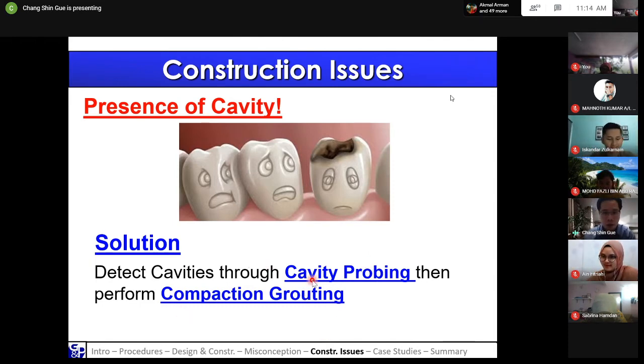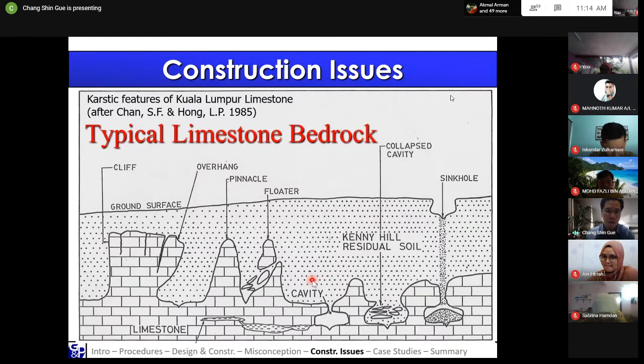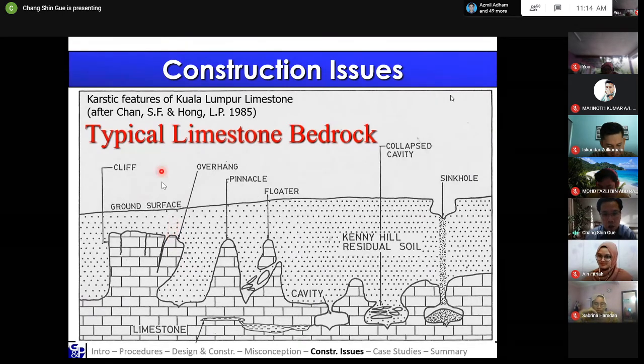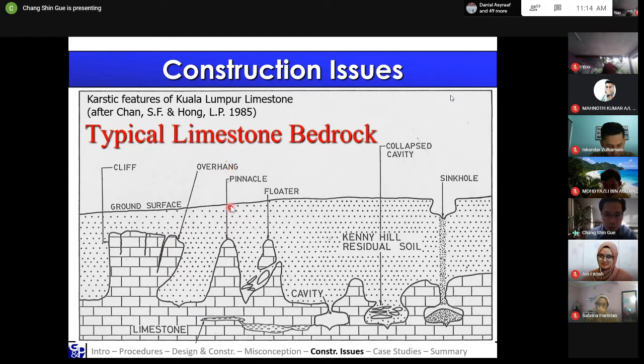Just to show you how it actually looks if you have a limestone bedrock. Here you can see the dotted is the residual soil from limestone, and the blocky symbol is the limestone. So the features you have, for example, an overhang block. Imagine if you have a pile sitting right on top of the overhang block. If you add load on top, you may crack the overhang block and it may fall. Or you might have a pinnacle.